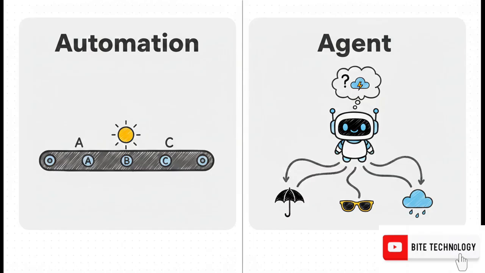An agent, on the other hand, reasons. If you ask it, hey, should I bring an umbrella today? It doesn't just follow a script. It dynamically uses a weather tool, it checks for rain, and then it decides what to tell you. See the difference? It adapts to the goal.